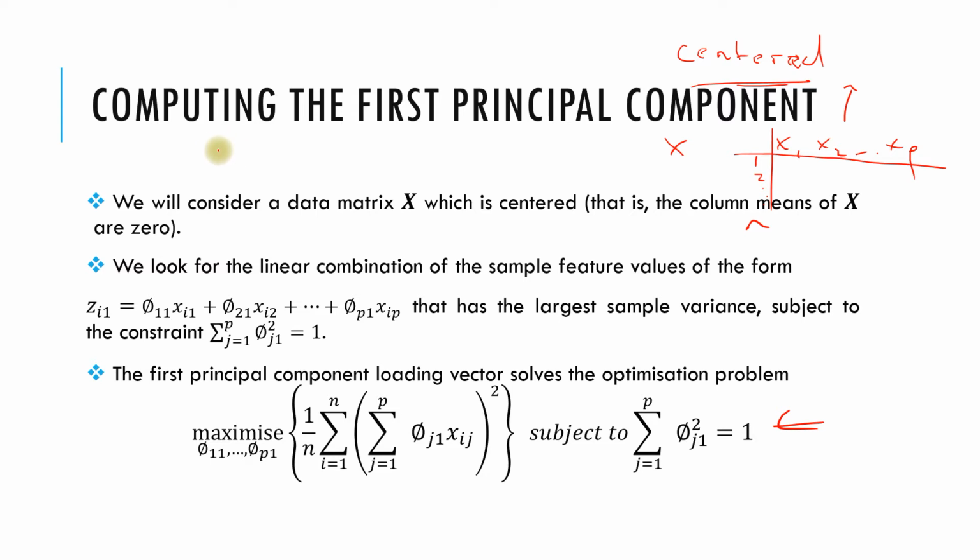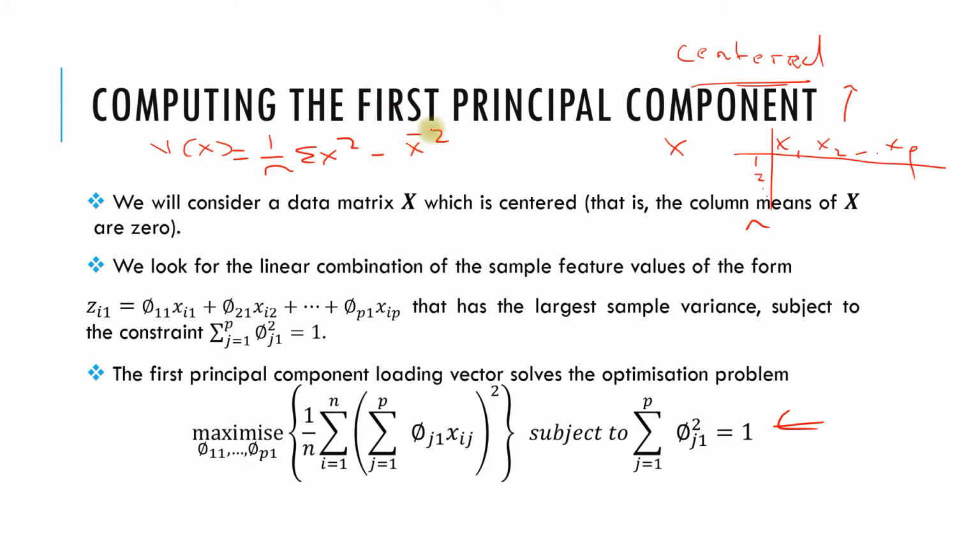The first principal component is a linear combination that will maximize the variance. Now, when we talk about maximizing the variance, let's have a look at the variance first of all. We all know that the variance of a variable is defined as 1 upon n sum of (x minus x bar) squared. That's what we already know.